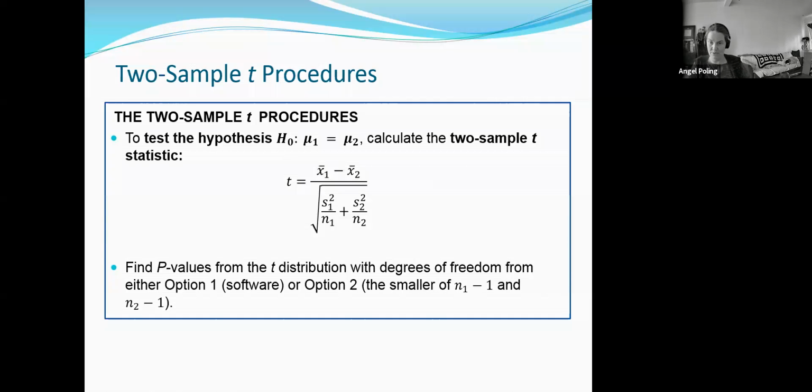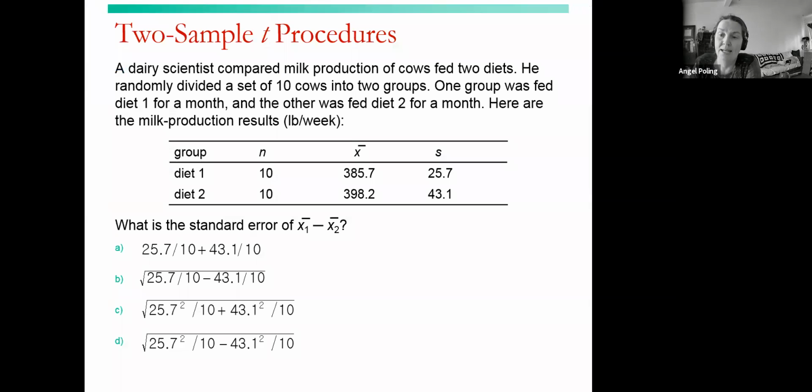Otherwise, not that important. So find p-values from the t distribution with degrees of freedom from either option 1, which we don't do, or option 2, the smaller of the degrees of freedom. So n1 minus 1 versus n2 minus 1, right? And here we have an example, not an example really.